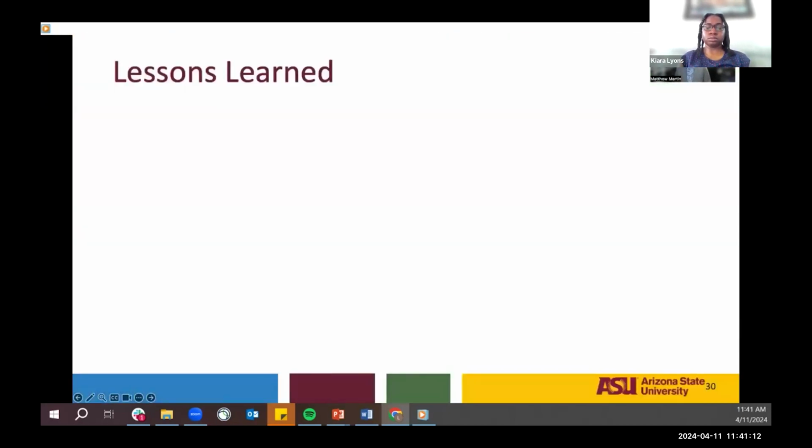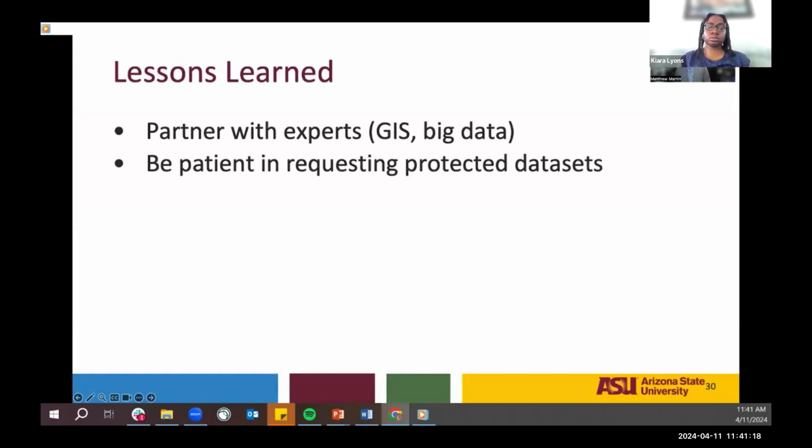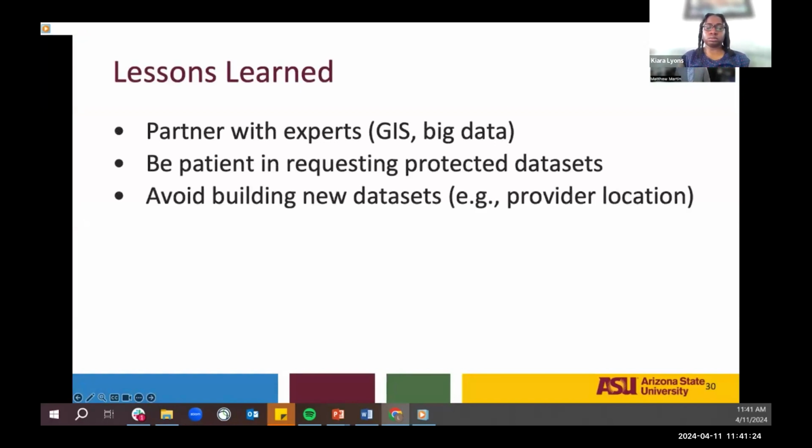Let me start with the lessons learned. First, we learned that it was very important to partner with experts on GIS and big data, also to be patient in requesting protected data sets, to avoid building new data sets like the phone interviews that we did. That was ambitious and just not feasible.